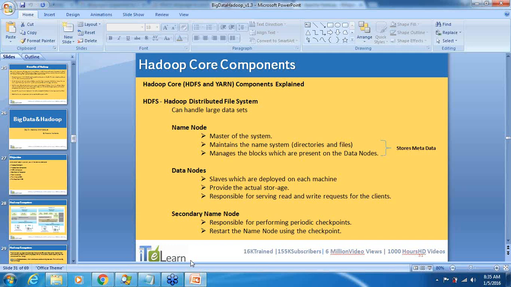So if you are comfortable writing Bash scripts or Perl or Ruby or Python, even those languages are supported by Hadoop. So you can still develop MapReduce programs using those languages as well. That way, people who are coming from an administrative background can adapt to big data and develop MapReduce programs.